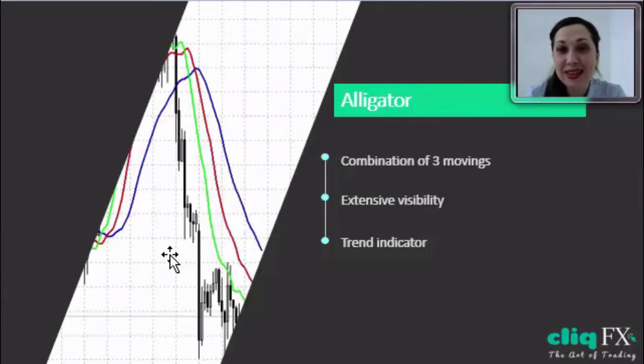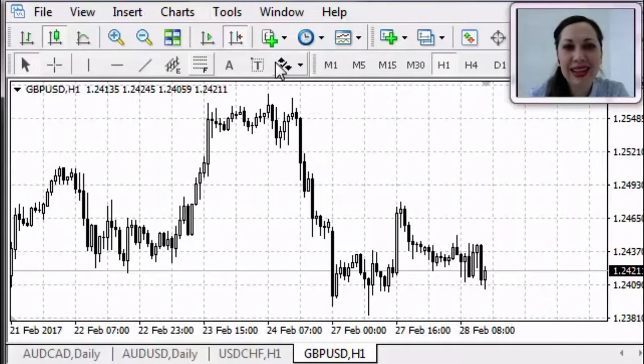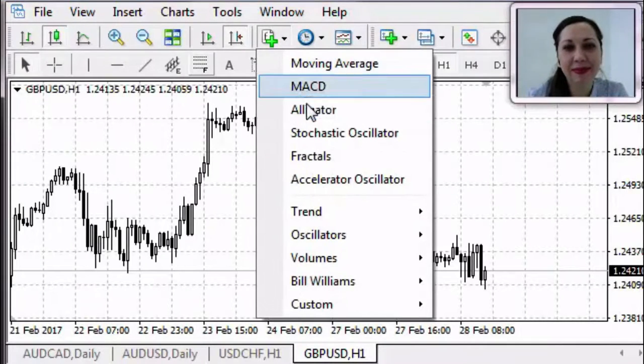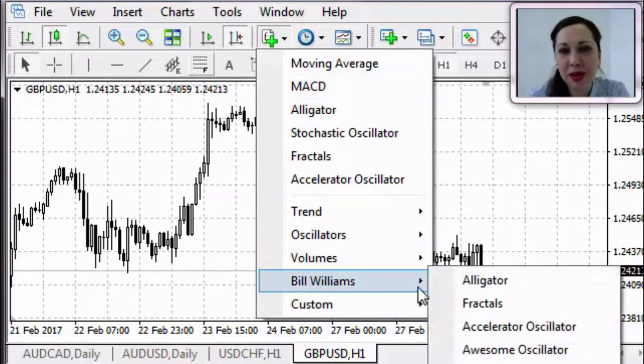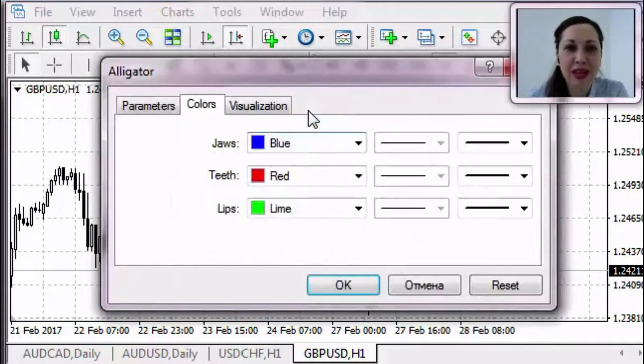Actually, if you look at the division of Bill Williams, you will find a lot of indicators made by this very talented trader. And one of them, alligator, I'm going to present to you right now. It's a trend indicator. Let's set it. Bill Williams, what I was talking about, and a lot of indicators made by him. So we're going to use alligator here.